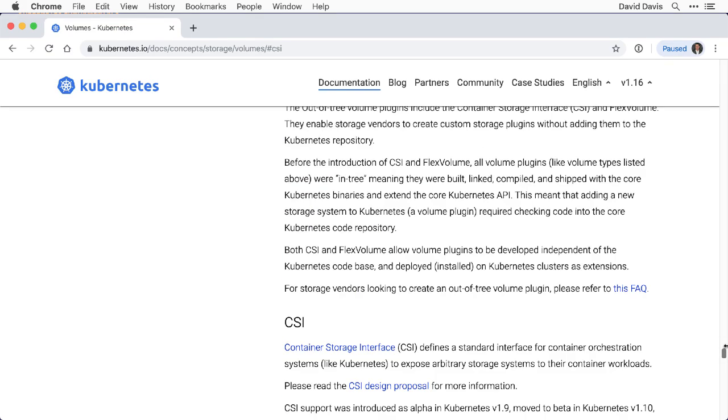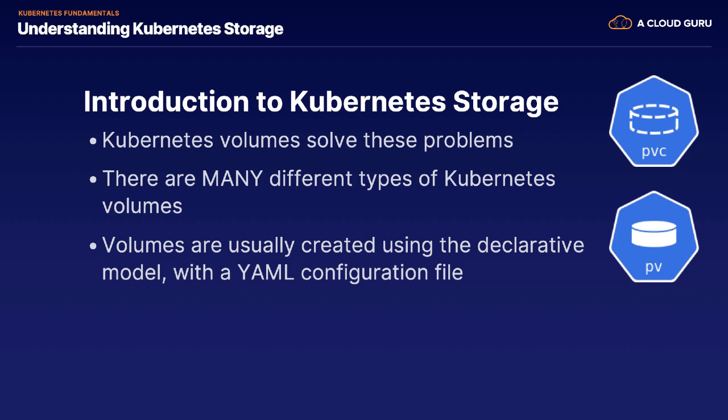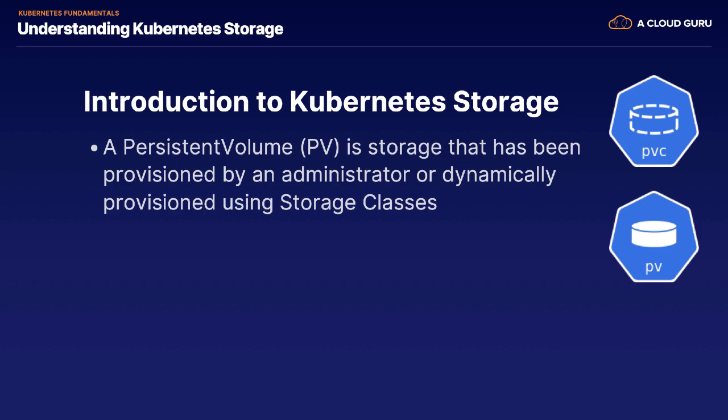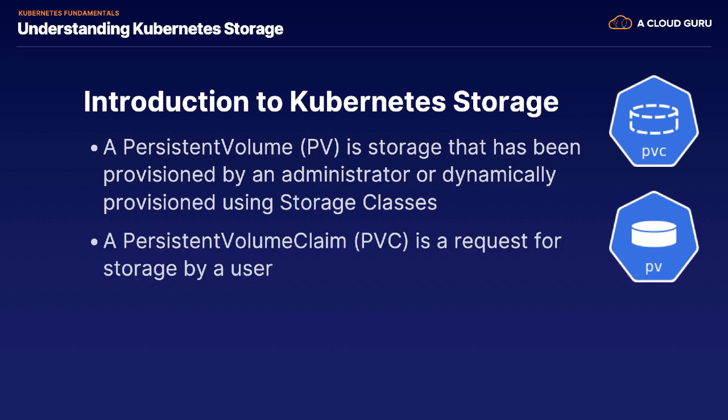interface volume driver. Volumes are typically created using the declarative model with a YAML configuration file, and that's because volumes are a resource just like anything else in Kubernetes. Kubernetes has what they call a persistent volume, or PV, which is storage that has been provisioned by an administrator or dynamically provisioned using storage classes. And then a PVC, or persistent volume claim, is a request for storage by a user. So PVs are created, and then PVCs are what consume the storage that was created.